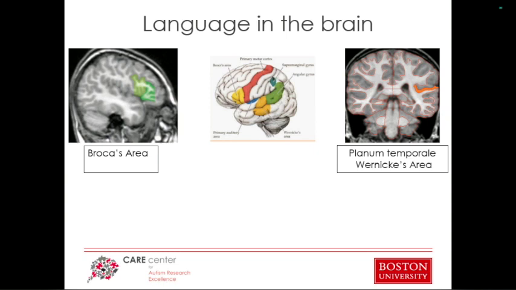Let me move into talking about the brain. We know that in the typical brain, for most of us, the linguistic code is primarily in the left hemisphere, the left half of the brain, and there are two critical regions: Broca's area in the front part of the brain, outlined in green, and then in the back part of the brain, Wernicke's area. Here I've outlined one piece of it, the planum temporale, which is the part that we've measured in many of our studies.